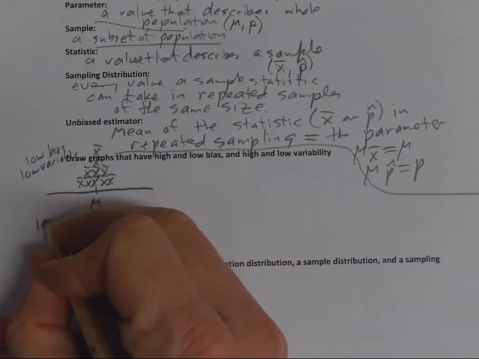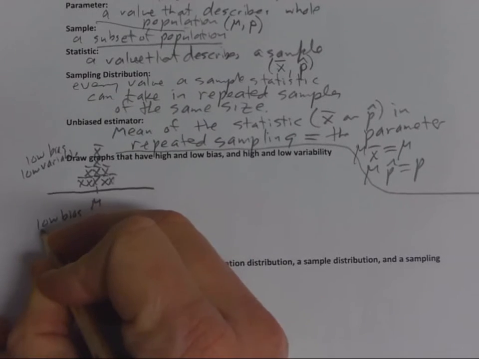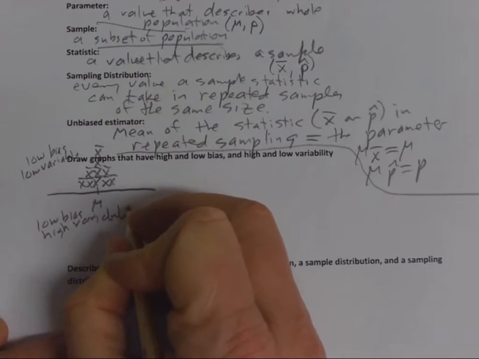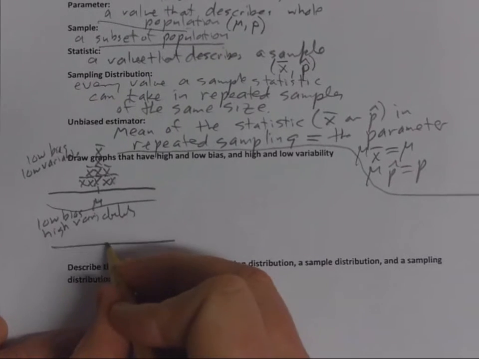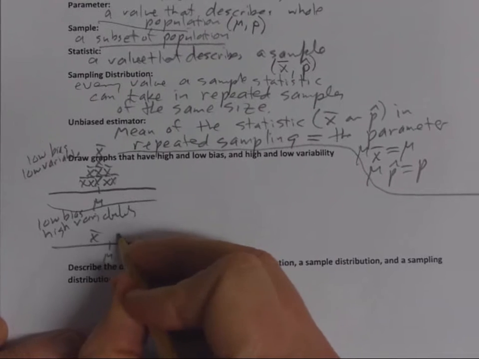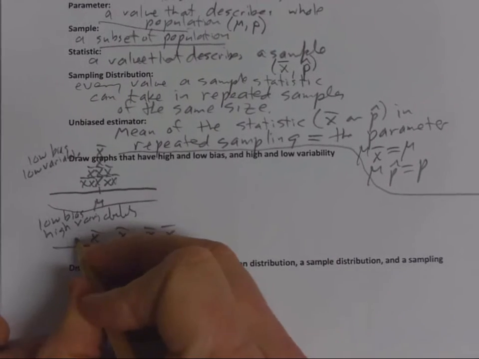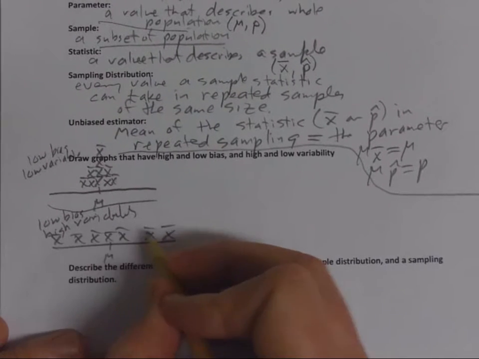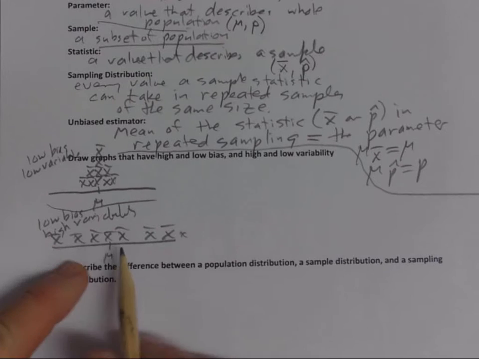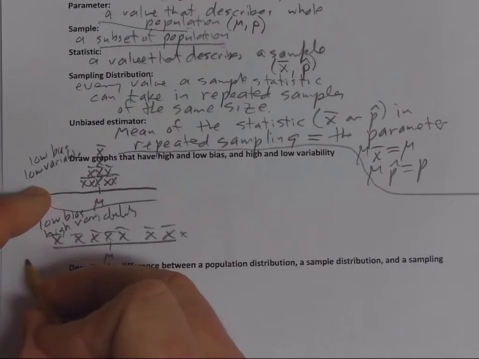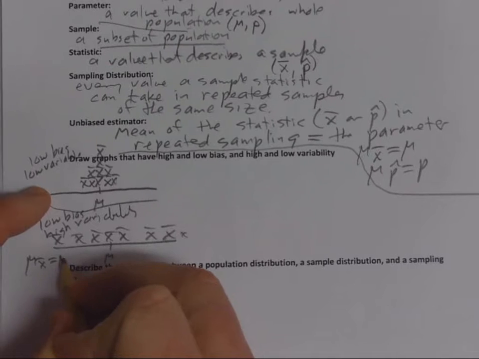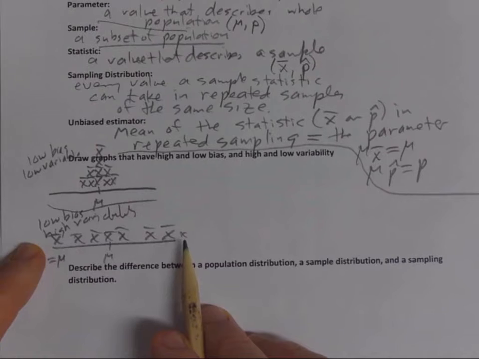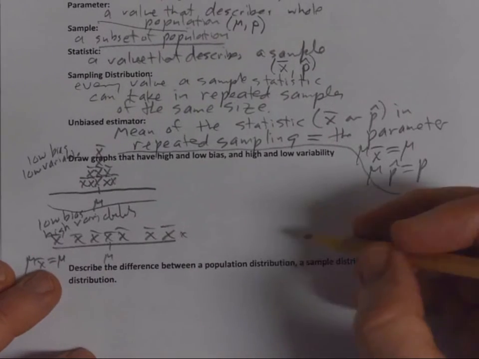Now, let's say you have low bias and high variability. That would be a situation like this. Here's my mu, but my x bars are spread out like that. Typically, this is what happens when you have a small sample size. A small sample size isn't going to create bias, it's going to create a lot of variability. So we don't have bias here because the mean of my x bars appears to be roughly equal to mu, but they're spread out a lot.